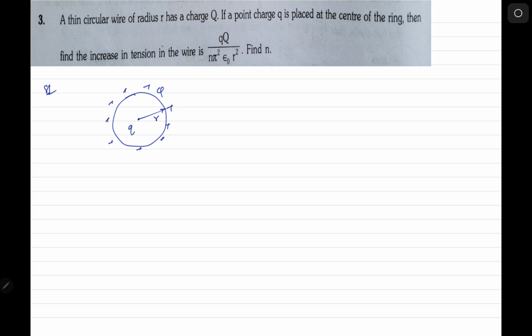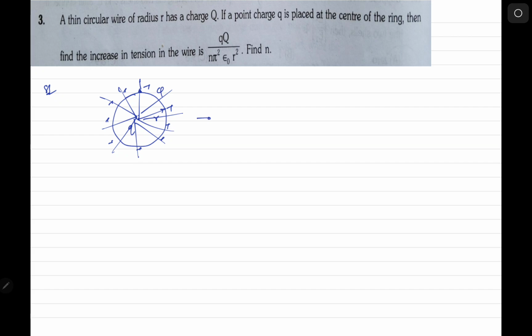So now there will be a repulsion everywhere between this q and this one. Each and every point charge on this ring will experience a repulsion from the q charge. So because of this repulsion, the tension in this ring increases, it becomes tight. So that's what we need to find.